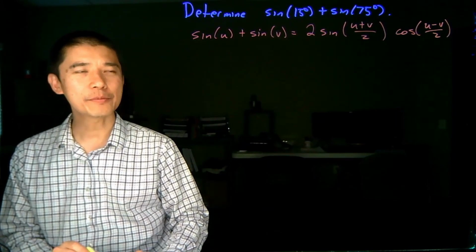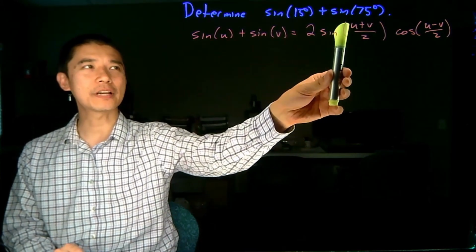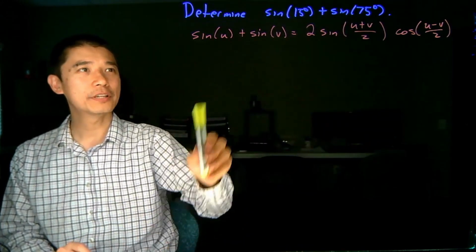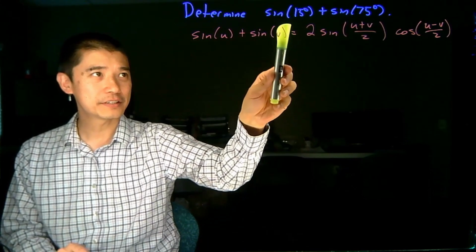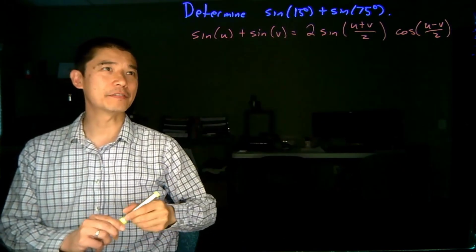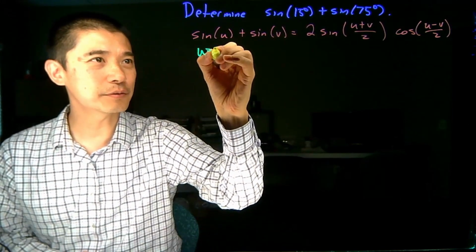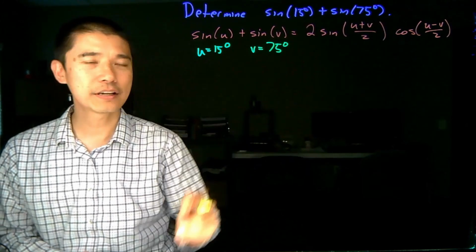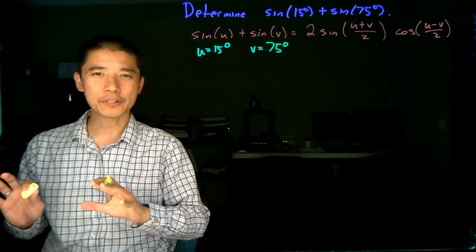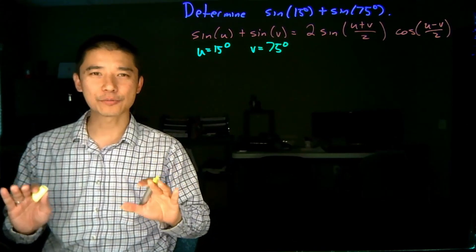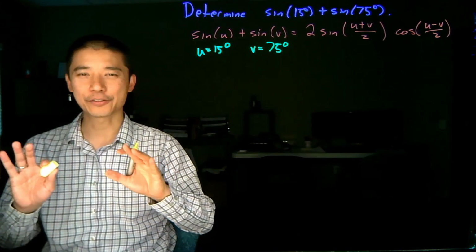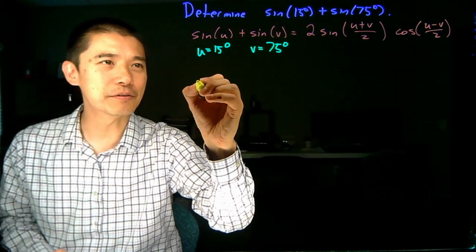Here's an example. Determine the value of sine of 15 degrees plus sine of 75 degrees. I've already written out the corresponding formula. Sine of u plus sine of v. Sine of 15 degrees plus sine of 75 degrees. So our u is equal to 15 degrees, and our v is equal to 75 degrees. Once you identify the formula, everything else is about the algebra practice. You're going to plug things in, you're going to do some manipulations, and you're going to try not to make mistakes. So here we go.